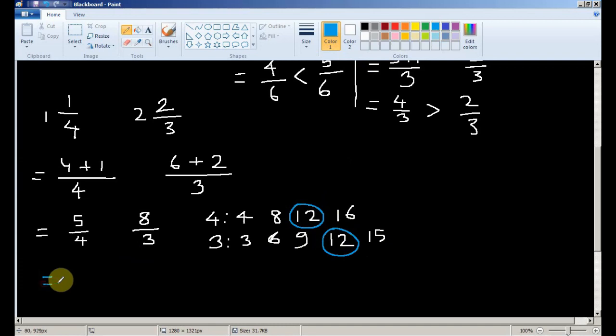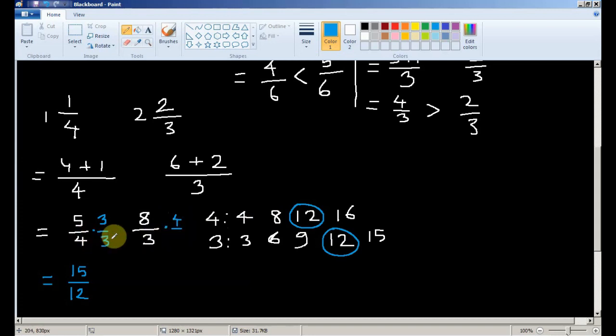So I am going to use this and write it down. So how do I get these 12? 4 into 3 is 12, so I have to multiply this side by 3. So I get 5 3s are 15 divided by 12, and on this side, with 3 in the denominator, I have to multiply with 4 in order to get 12.